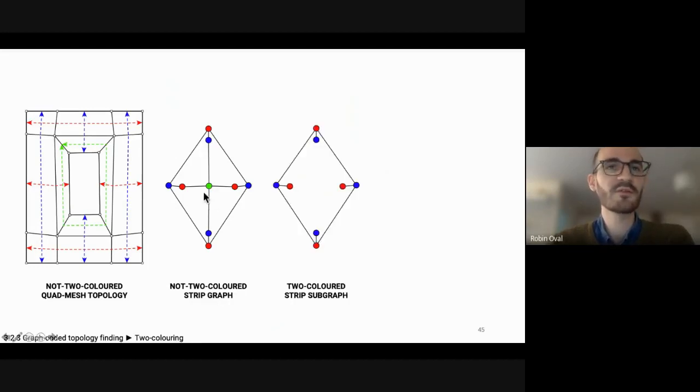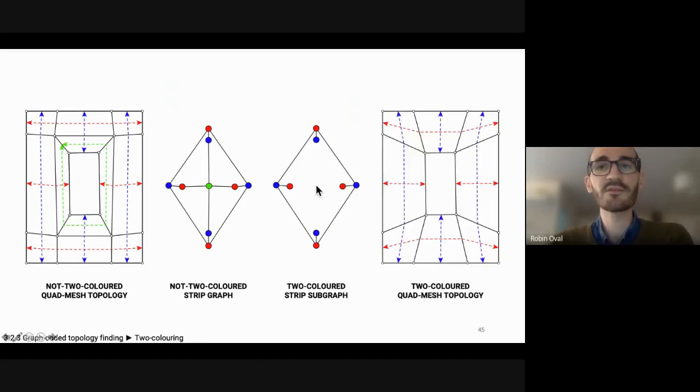You just basically remove that node. And what does it mean in terms of grammar rules to apply? It actually means that you can use the strip deletion rule to remove a corresponding node of a corresponding strip in green. And as such, you get this quad mesh topology with only 2 colors that could be folded.